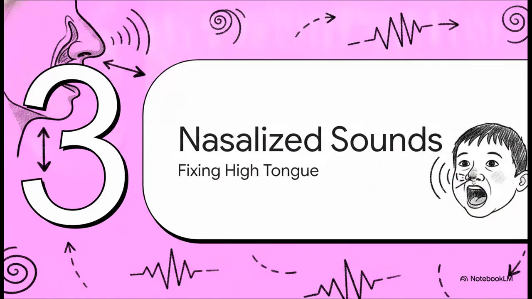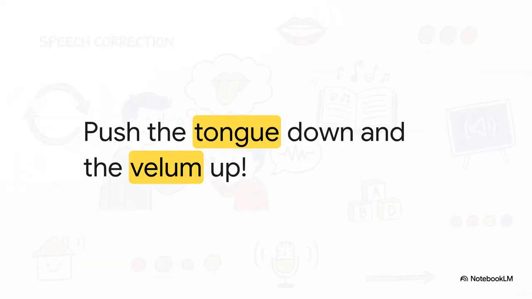Okay, section 3, fixing nasalized sounds. Sometimes a child's speech sounds overly nasal simply because the back of their tongue is sitting way too high in their mouth. It pushes the sound up into their nasal cavity instead of out their mouth. The fix for this is surprisingly intuitive.